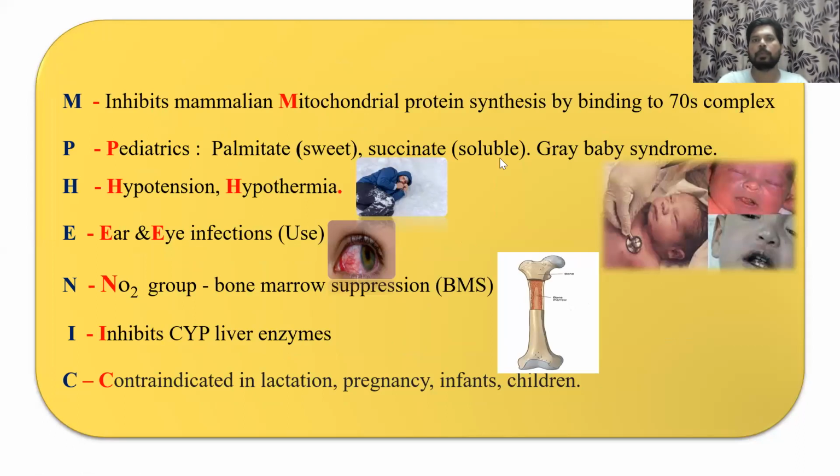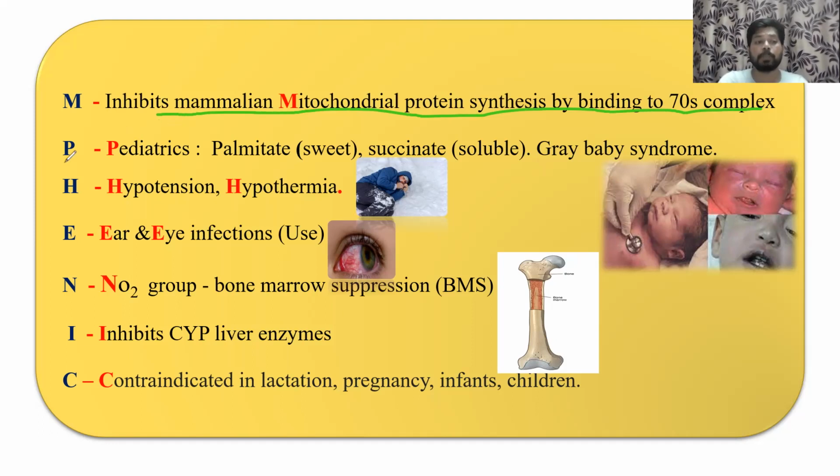Based on the alphabet pharmacology, the next letter is M. Regarding letter M, chloramphenicol inhibits mammalian mitochondrial protein synthesis by binding to the 70S complex. Nothing but it inhibits protein synthesis, especially mitochondrial protein synthesis in humans, by binding to the 70S complex of ribosomes.